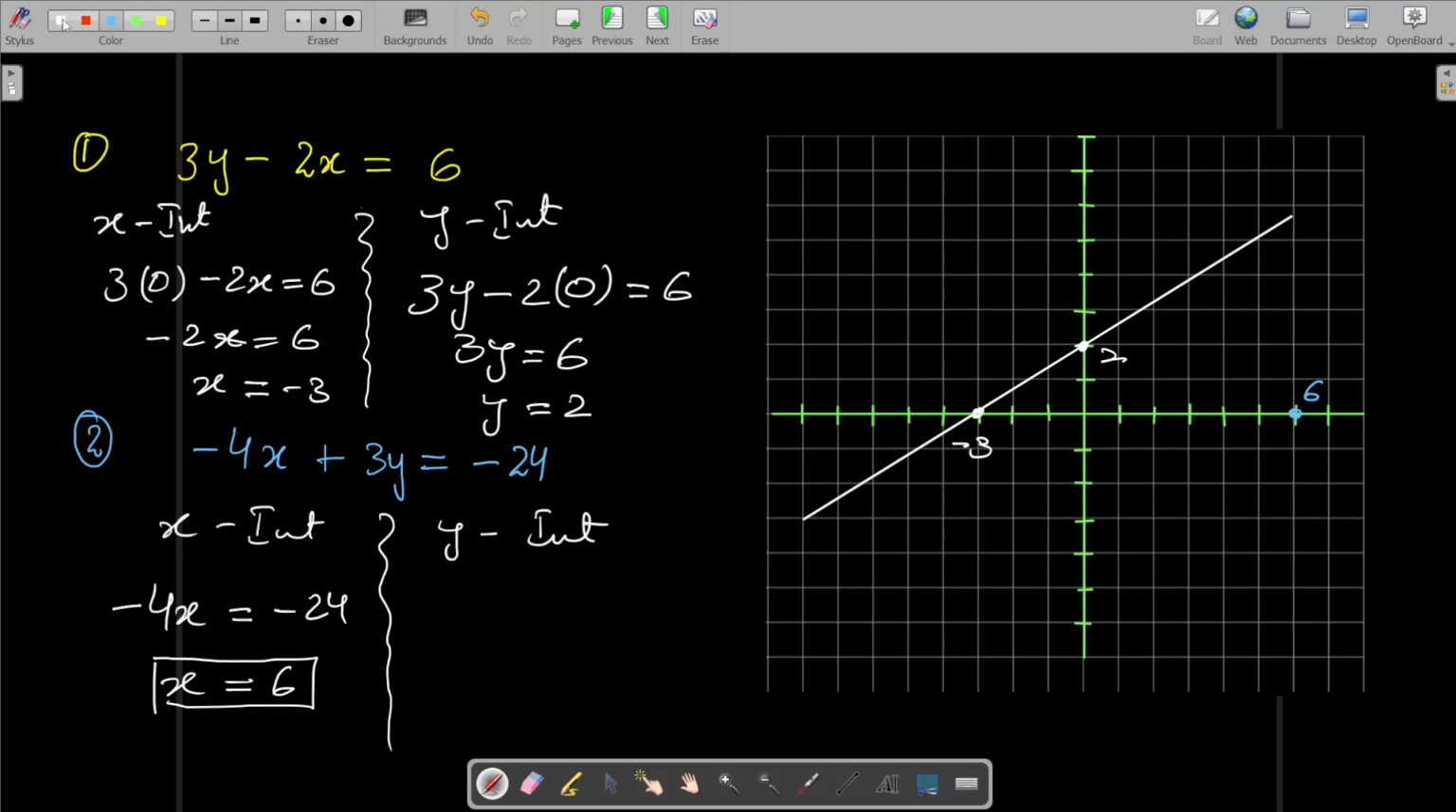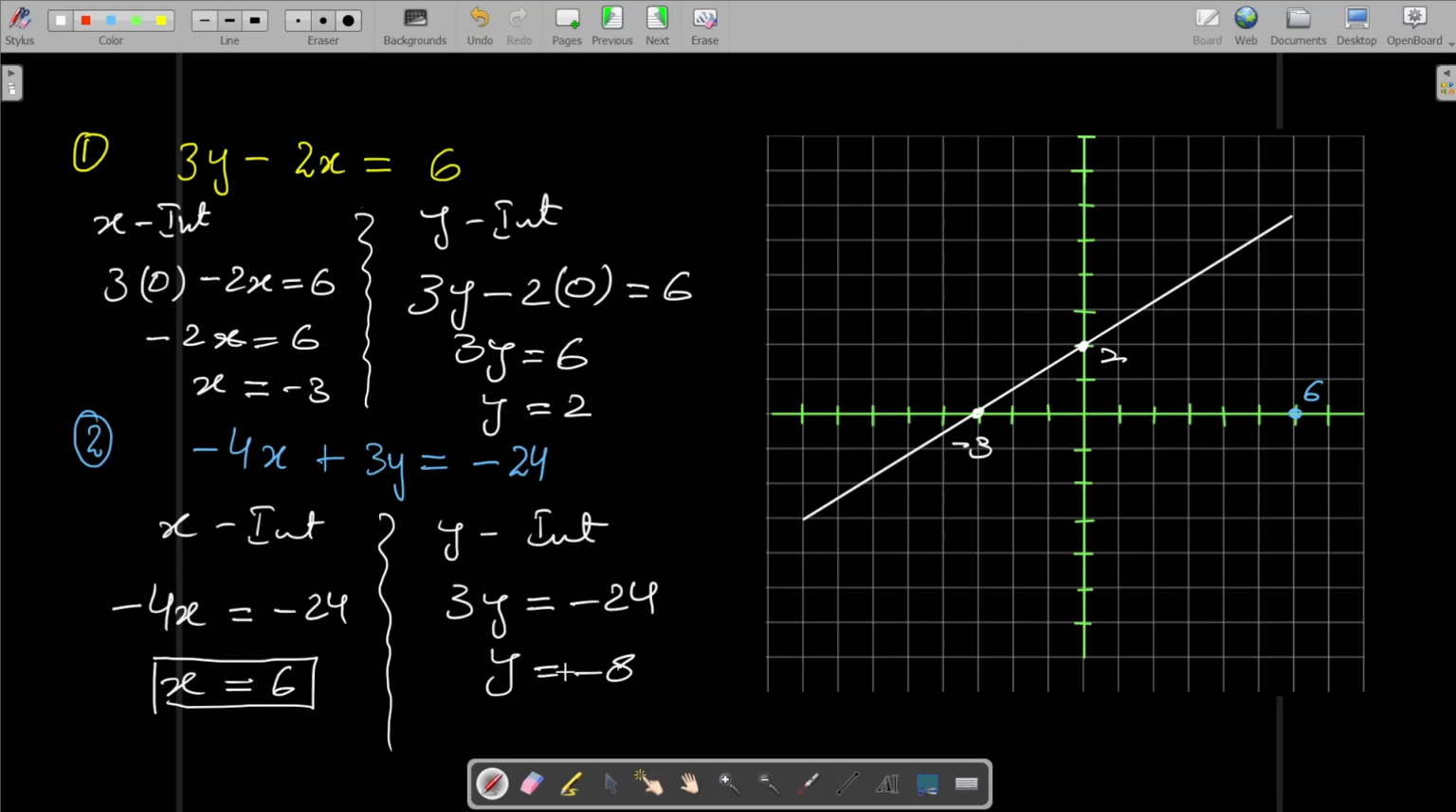Now let's find out the y-intercept. In order to find the y-intercept, you always have to keep x equal to 0. So if I am keeping x equal to 0, negative 4 times 0 will ultimately be 0. So I'm not writing this thing. It will be a complete 0. So it will be 3y is equal to negative 24. Divide both sides by 3. So you get y is equal to negative 8. So you have y equal to negative 8.